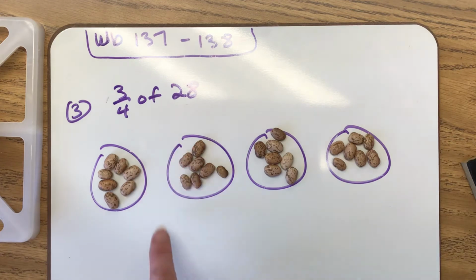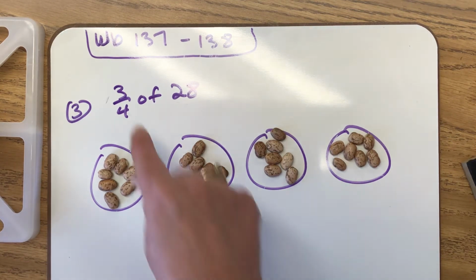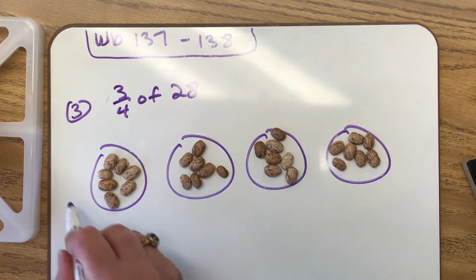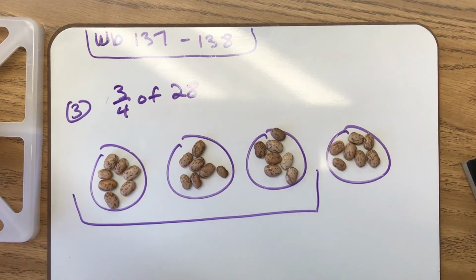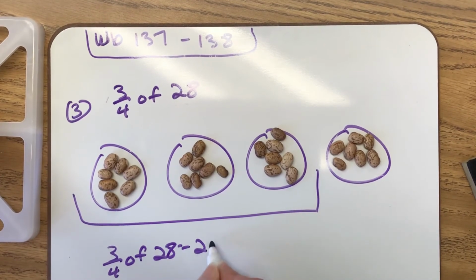So 1/4 of 28 would be 7, but I need 3/4. So I need to have 3 of my sets. So 3 times 7 equals 21. So 3/4 of 28 equals 21.